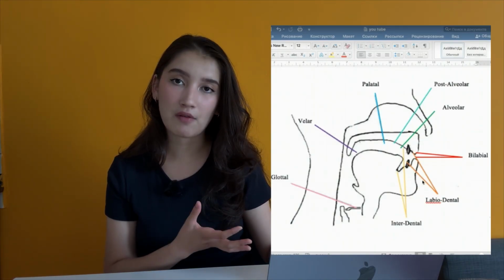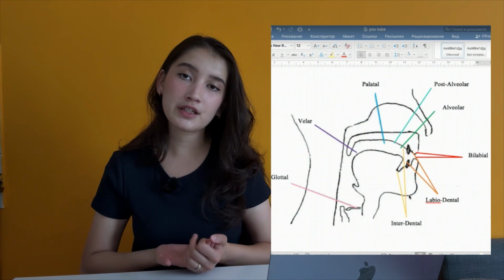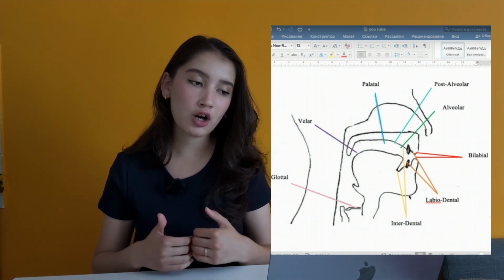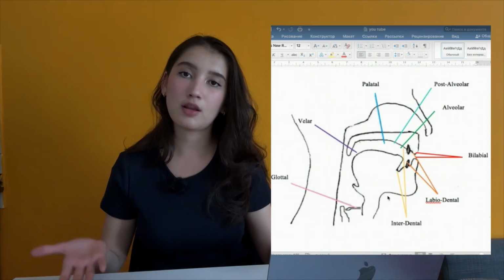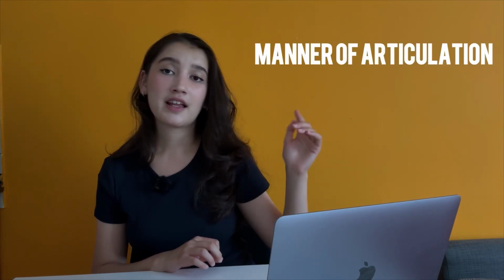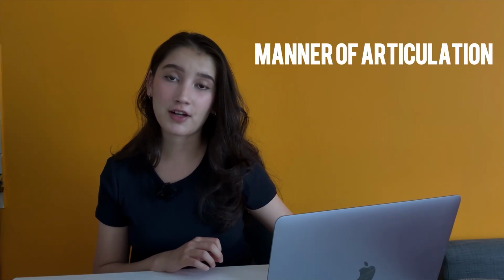And this is a place of articulation. When you are producing a sound, what part of your vocal tract is working? So this is all about place of articulation. The last one to talk about consonant sounds in articulatory phonetics is the manner of articulation. Now we will speak about manner of articulation.